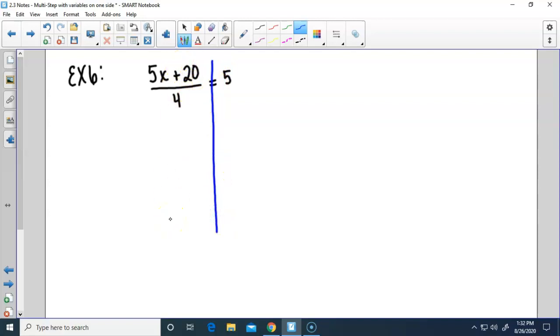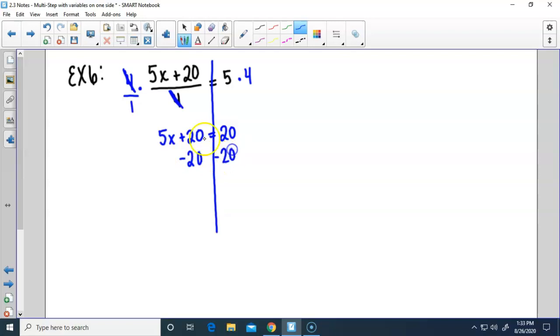Now, this causes some students to panic because you've got a fraction here. It looks like a fraction, but it's not actually a fraction. This over 4 is division, and the opposite of division is multiplication. So if you multiply both sides by 4, what happens there is you multiply it in that numerator by 4, and the 4 can cancel on the top and bottom because 4 divided by 4 is 1. And so that gives you 5x plus 20 equals 20. And then we are going to subtract that 20.